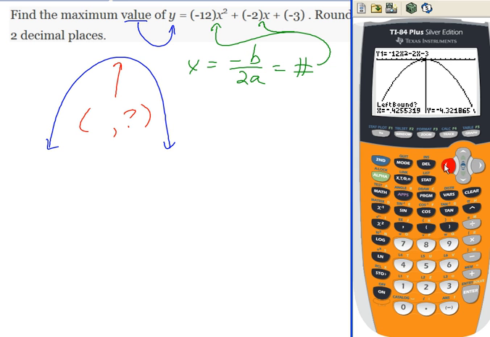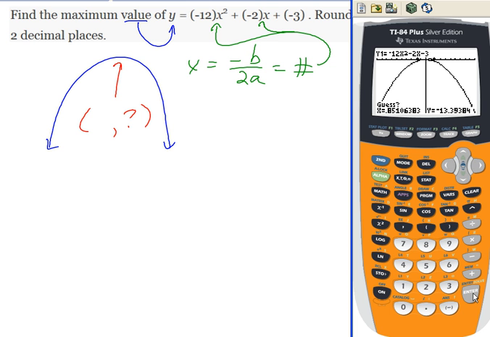I'm going to scoot over to the left a little bit and establish that as my left boundary. So I'll hit enter to tell the calculator, there, that's it. That's my left boundary. Now it wants a right boundary with a question mark. So where is that? It wants to know. So I'll scoot over to the right and hit enter. And now I've got my two boundaries, and it wants a guess. So I just go someplace in between and hit enter.